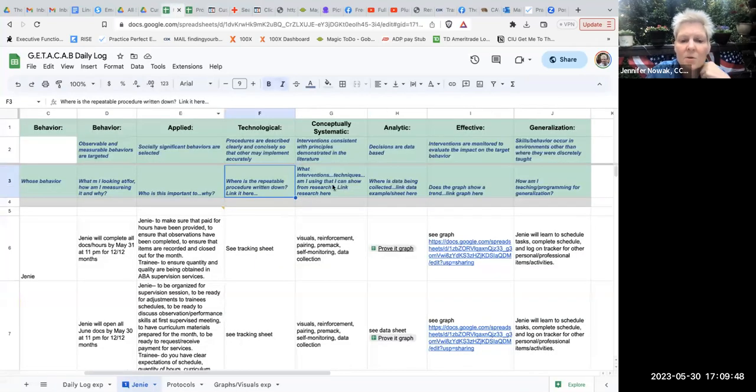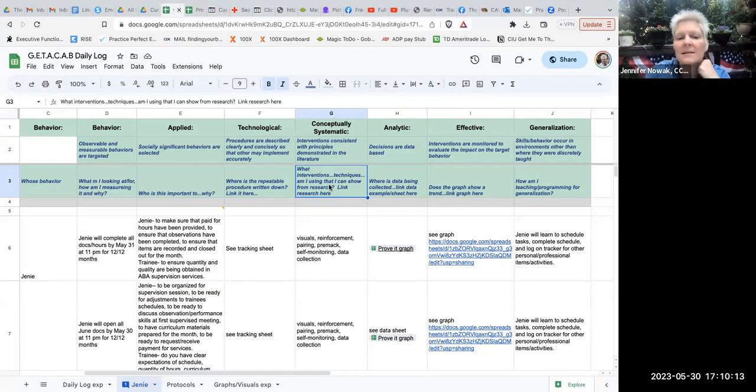Okay. Then let's go back to conceptually systematic, right? That talks about how the interventions we're using are consistent with the principles of ABA that are demonstrated in our ABA literature, so one of our ABA journals. So the question to ask yourself is, what intervention or what techniques am I using that I can show from research? If you have it, link your research into the chart.